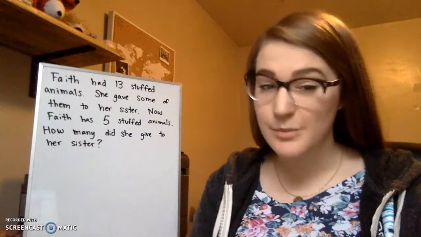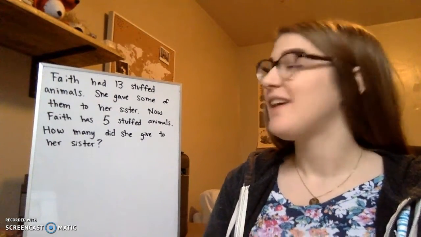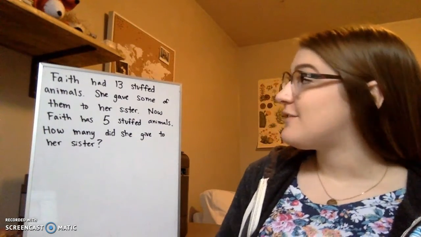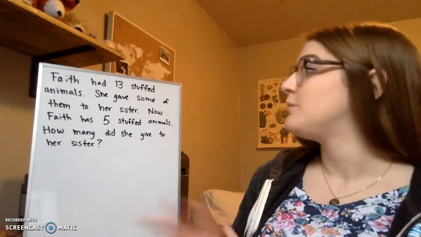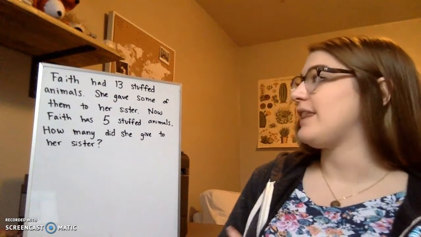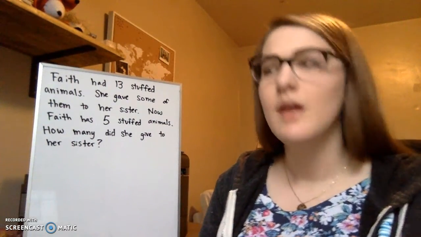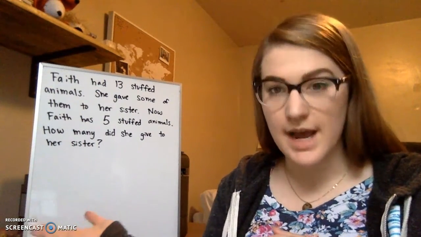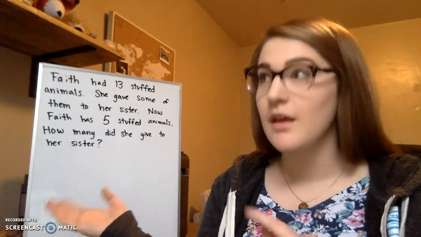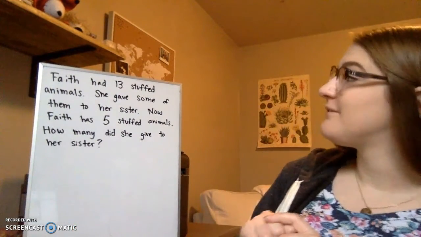All right, now let's practice representing a different type of problem in different ways. So let's read this first. It says, Faith had 13 stuffed animals. She gave some of them to her sister. Now Faith has 5 stuffed animals. How many did she give to her sister? So I want you to take a second to think about what type of problem this is. Look for those key words that'll give you some clues.